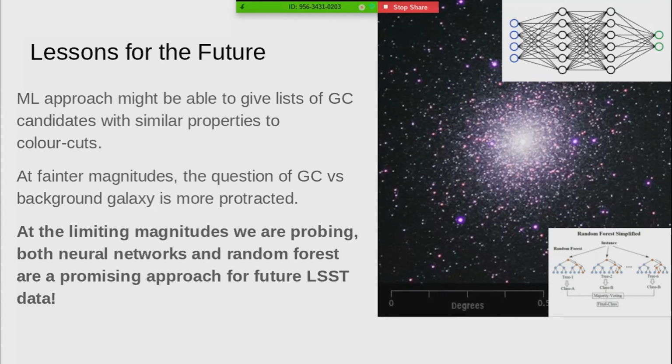And then at fainter magnitudes, the question of how you tell a globular cluster from a background galaxy is more protracted. As you saw in the previous talk, we don't necessarily get down to the limiting magnitudes where we get into the weeds like that, but that's certainly going to be something interesting to test out in the future. But at the limiting magnitudes that we are probing, both of these methods are really promising for future LSST data. And I'm going to stop there.